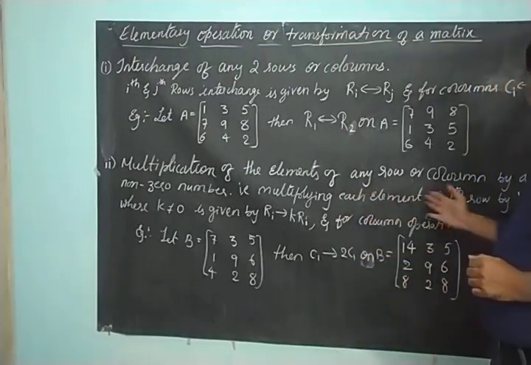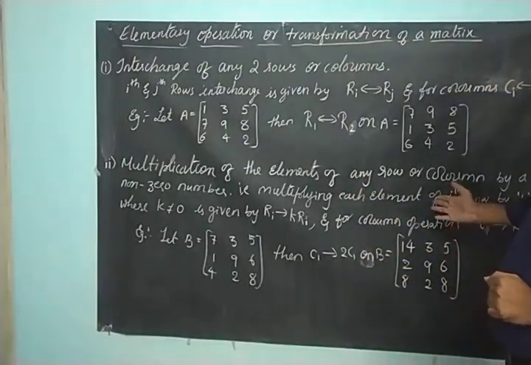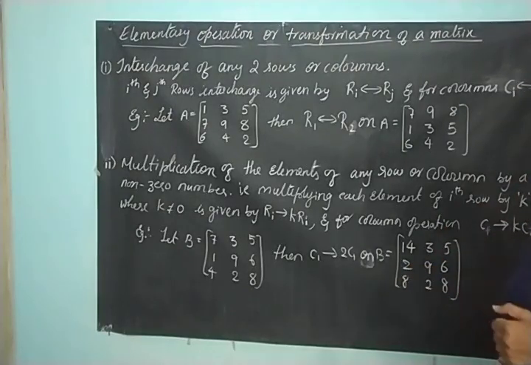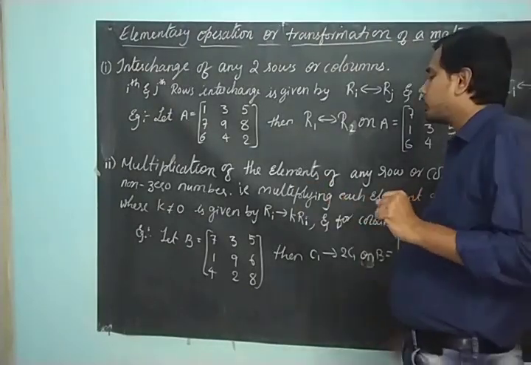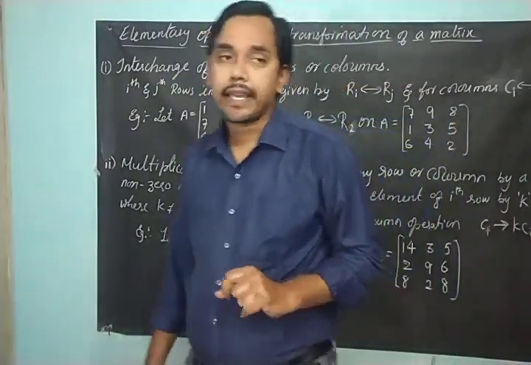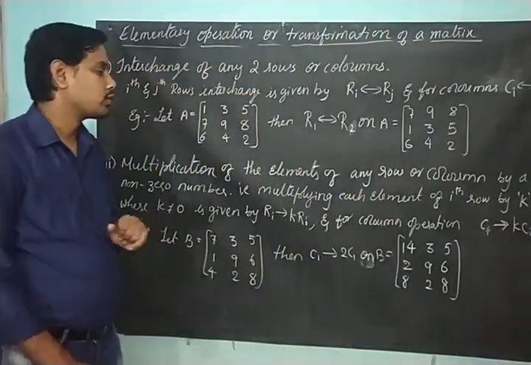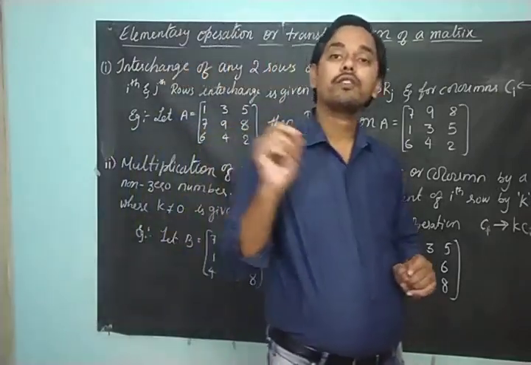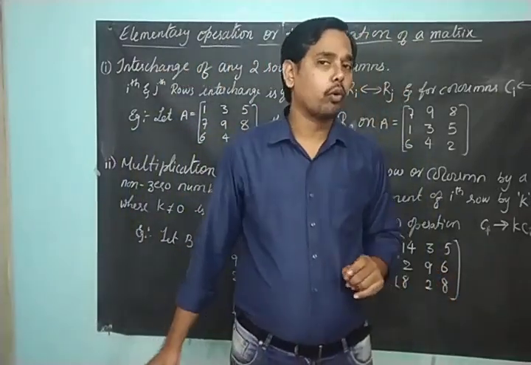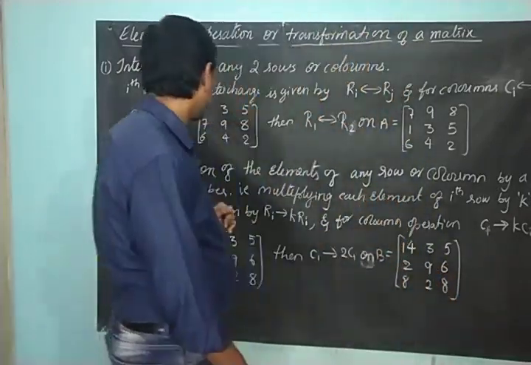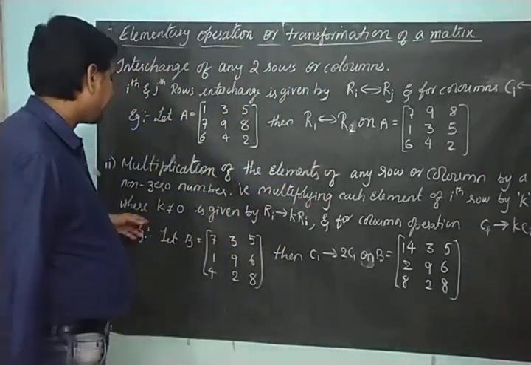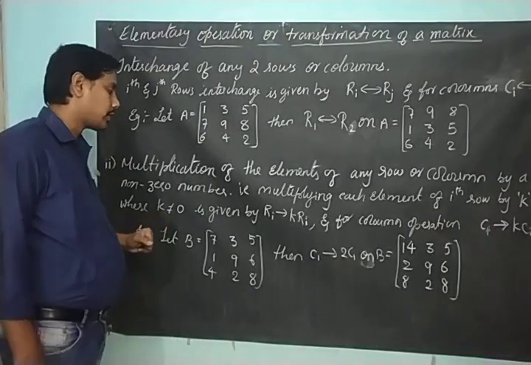So, multiplying each element of the ith row by k. You can take any row. K is any number which is not equal to 0. So what we are doing here is multiplying a non-zero number to any row or column. So, multiplying each element of the ith row by k, where k is not equal to 0.